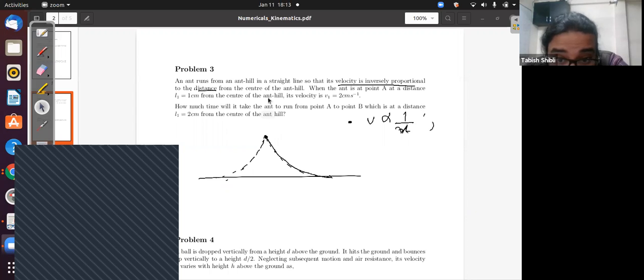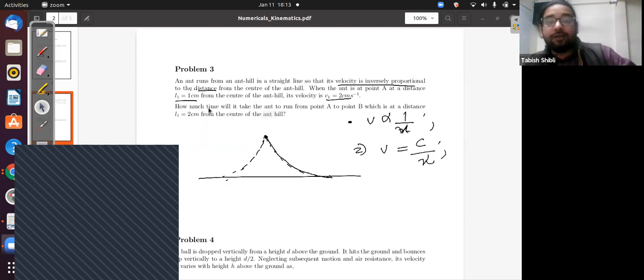Secondly, you're given two distances. One distance L1, where you know what the speed is. So if its speed is inversely proportional to x, what does this mean? It means that v is equal to some constant c divided by x, right? How do you calculate this constant value? Well, you're given that at L1 equal to 1 centimeter, V1 is equal to 2 centimeter per second. So this means that if x is equal to 1 centimeter, your v is equal to 2 centimeter per second.